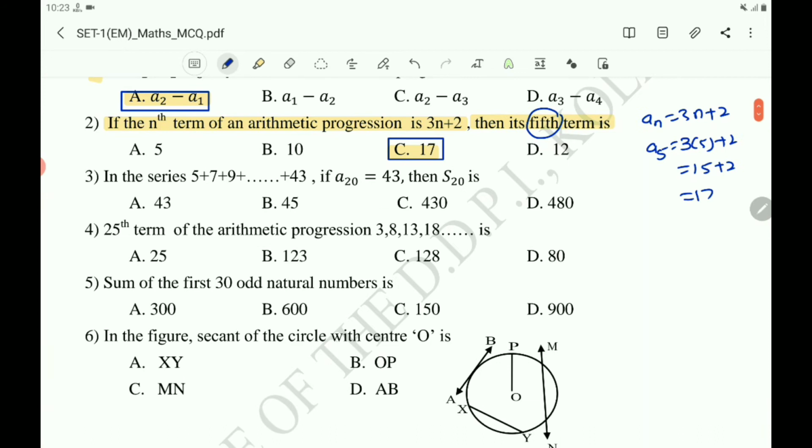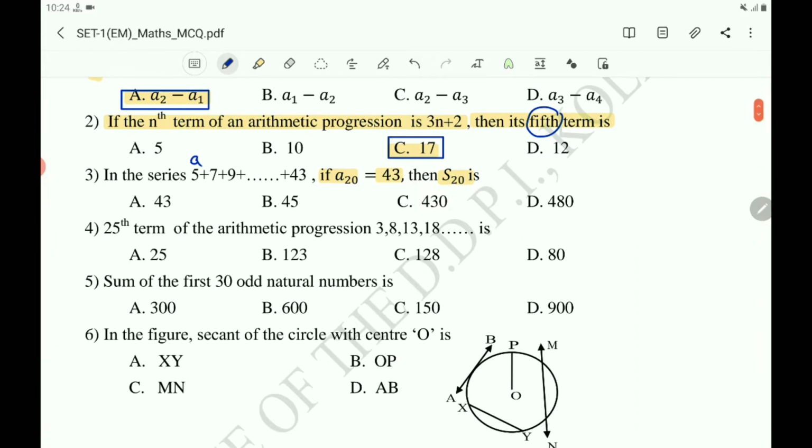Then you take the third question. In the series 5 plus 7 plus 9 plus so on plus 43, A20 equals 43. Then S20 is. Here you use the formula for Sn. Consider this first term as A, and this is L, that is the last term, the 20th term.